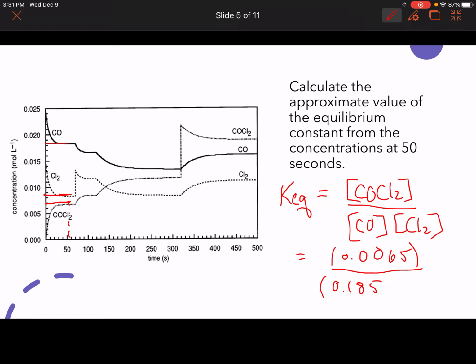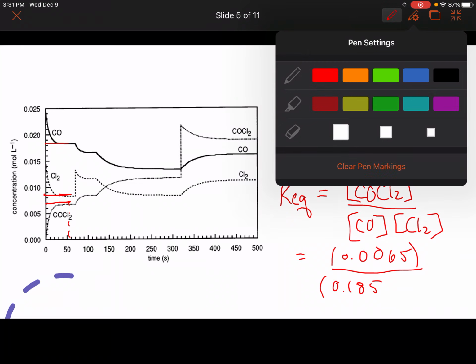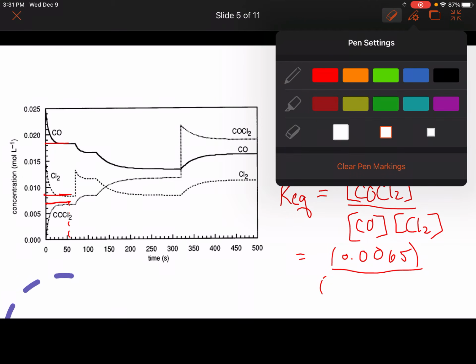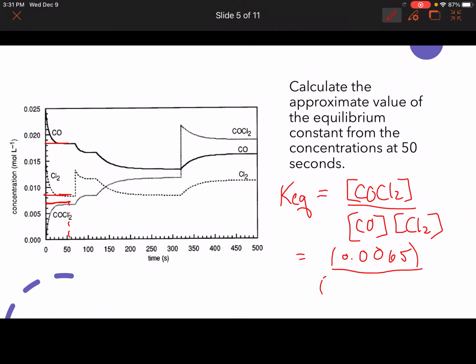And then, sorry, that is not right. I missed a 0. Okay, I'm going to try that one again. The carbon monoxide is 0.0185. That's better. And then I'm going to look at the chlorine too, and that's going to be 0.0075.